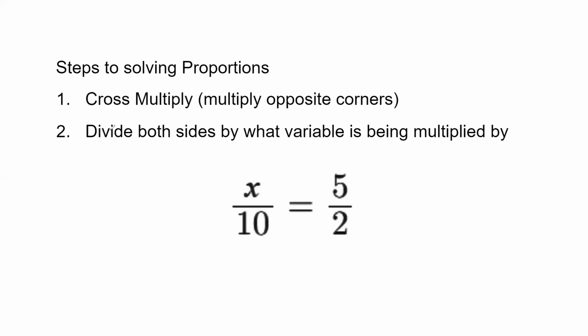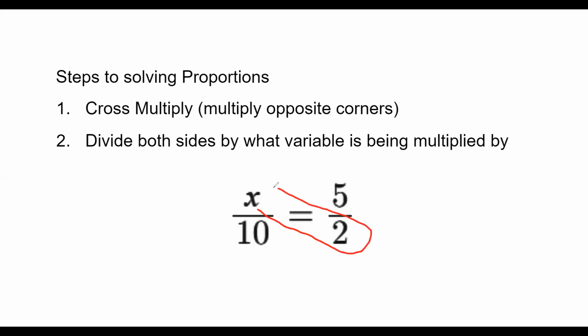And then when we're done with the cross multiplication, we're going to divide both sides by what the variable is being multiplied by. That may not make a lot of sense if you haven't done this before, but let's first cross multiply the x and the 2. This is what I mean by multiplying the opposite corners. And I always like to start with the one involving the x, because the x is what we don't know.